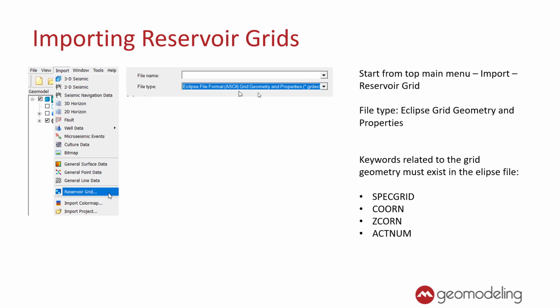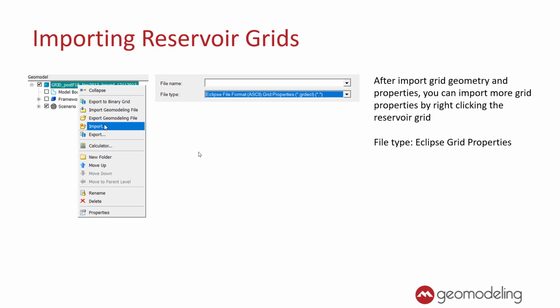And if the File tab is selected as the grade geometry and properties, then in your original file, you must have these 4 keywords related to the grade geometry, including the spec grade, the coorn, which related to the coordinates of x and y, the z-coorn, which related to the z coordinates, and the last one is the active number, which related to the active cells number in the reservoir grade.